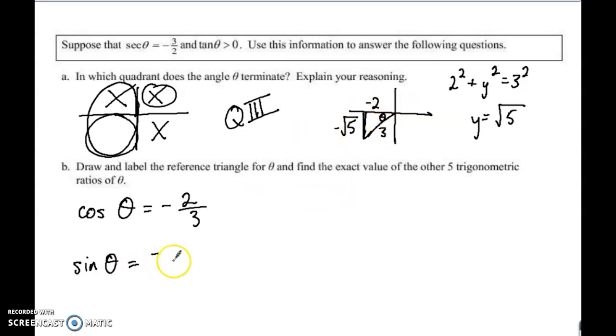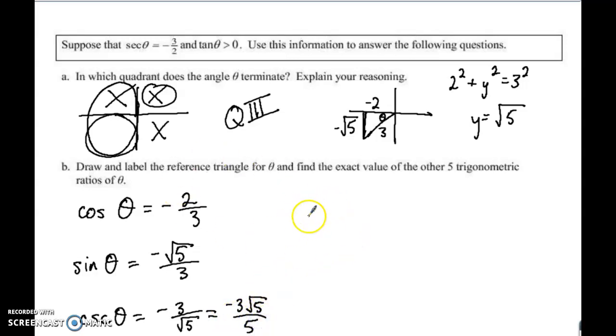So opposite of theta is negative root 5, hypotenuse is 3. So then cosecant, the reciprocal of sine, just flip that. And I like to rationalize because I don't know what your next year teacher will make you do. So I think that's useful to know.